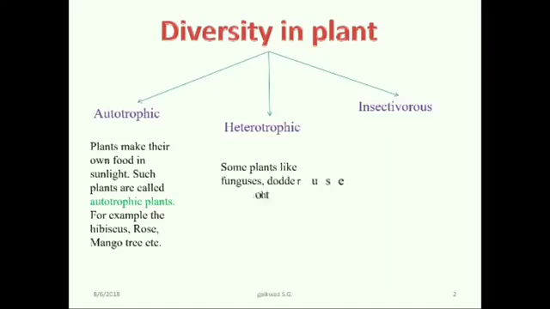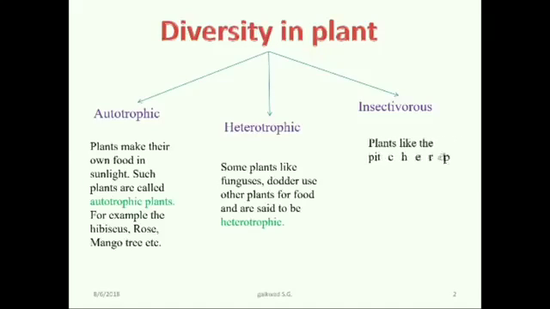The second example is heterotrophic plants. Some plants like fungus and dodder use other plants for food and are said to be heterotrophic plants. Third one, plants like the pitcher plant even consume insects. They are insectivorous. These are the three types of plants: autotrophic, heterotrophic, and insectivorous.